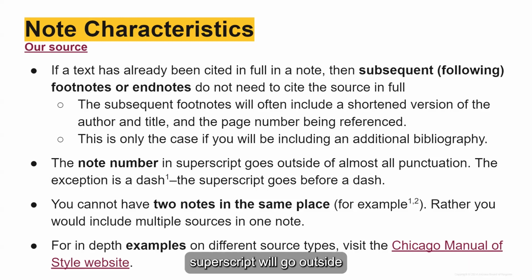The note number in superscript will go outside almost all punctuation. The exception is a dash. The superscript will go before a dash, as seen here. Additionally, you cannot have two notes in the same place. For example, you cannot have superscript 1, superscript 2. Rather, you would need to include multiple sources in one note. So if you are citing multiple sources together, be it 2 sources, 3 sources, or 4 sources, you would need to include all of that information in one note. For in-depth examples on different source types, please visit the Chicago Manual of Style website. They have an entire page dedicated to note styles for different sources.